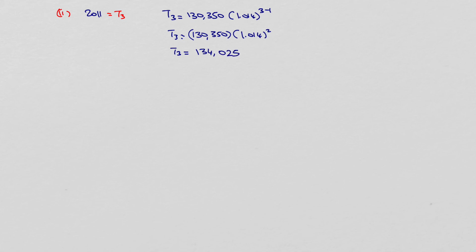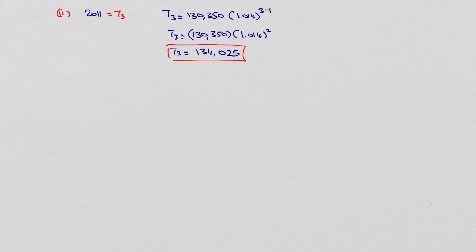So if we're looking for term 3, we know that a is 130,350 times r, which we've just found out is 1.014, and that's going to be to the power of n, which would be 3 minus 1. So in other words, if we put into our calculators 130,350 multiplied by 1.014 squared, and that gives us 134,025. So no decimal in our answer, it just says nearest thousand.